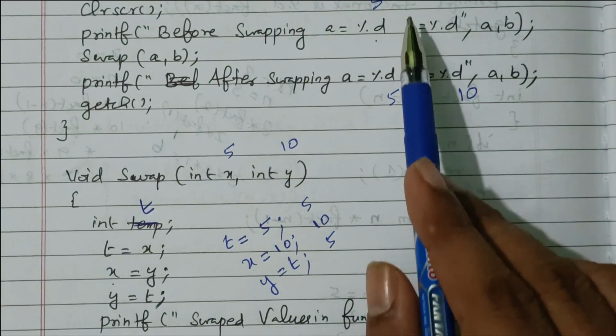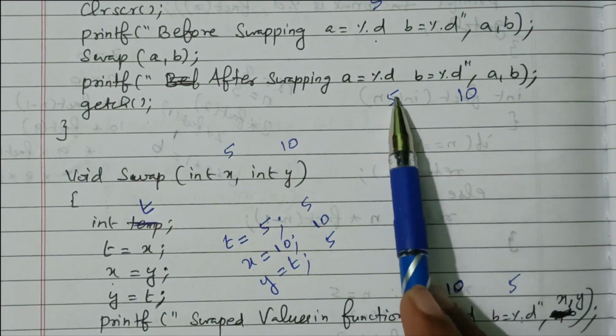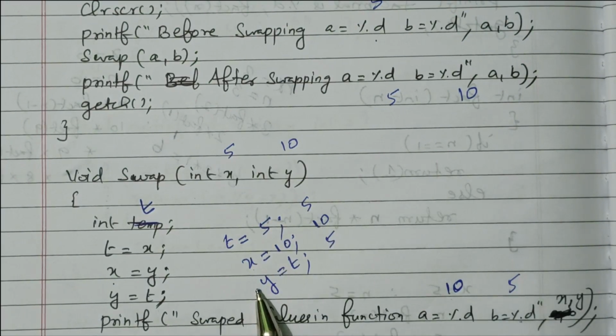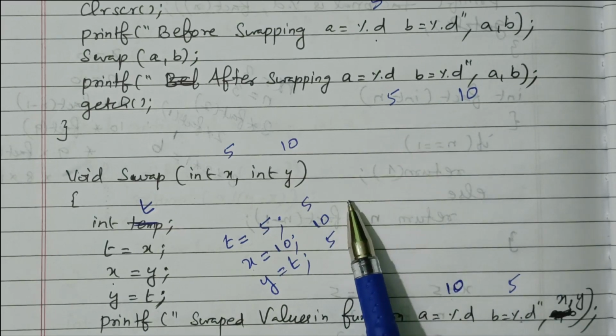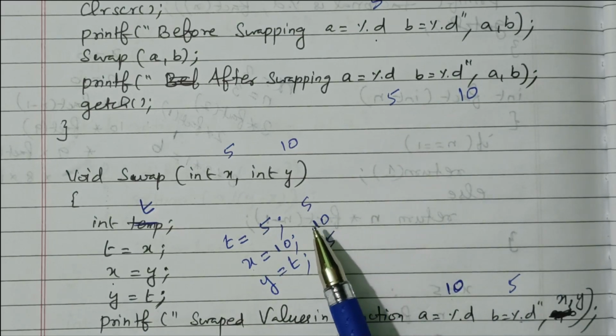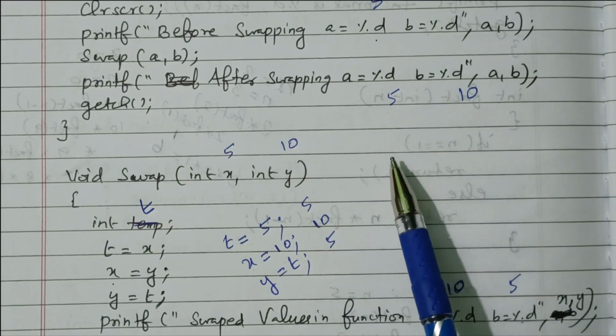The original values are retained. The memory location is different. Only a copy is passed. Here we interchange, but that will not reflect in the main program. So this is call by value. If you use call by value, the value in the main program will not be affected. If there are any changes in the function, that will not affect the main function.